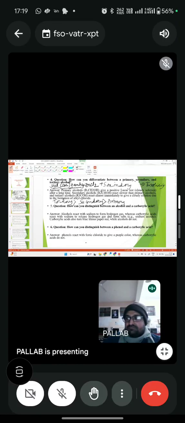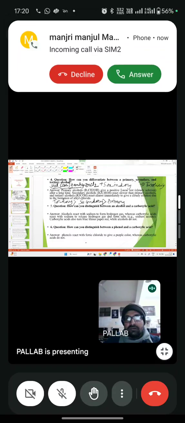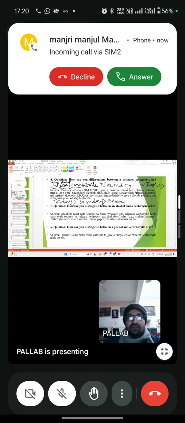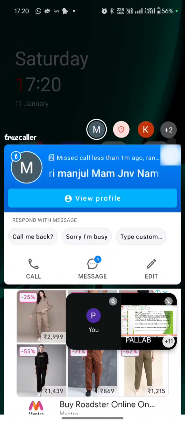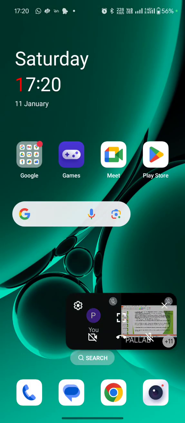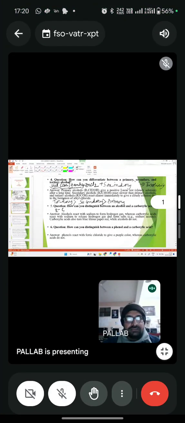Let's move to the next question. That is, how can you distinguish between an alcohol and a carboxylic acid? We all know that carboxylic acid has a general formula of R-C double bond O-H. And alcohol has the general formula R-OH. That means both carboxylic acid and alcohol have an OH group.